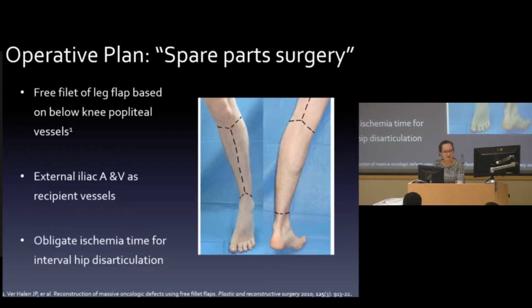After the flap is harvested, the planned recipient vessels are the external iliac artery and vein, which you would have to then get to, if you think about it, after hip disarticulation. So the issue with this plan, or something at least to think about, is that it obligates a long ischemia time because you have to harvest the flap, but then complete the disarticulation and repair your recipient vessels.